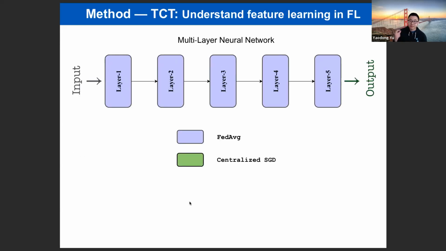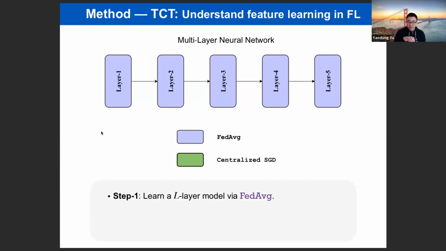To examine this representation quality, what we did is as follows. Here, conceptually, we have a multi-layer deep neural network. Every layer in the residual network could also be a block, but for simplicity we just consider this multi-layer neural network case, say fully connected. To examine the quality of the representation, we first learn this L layer deep neural network using federated averaging.